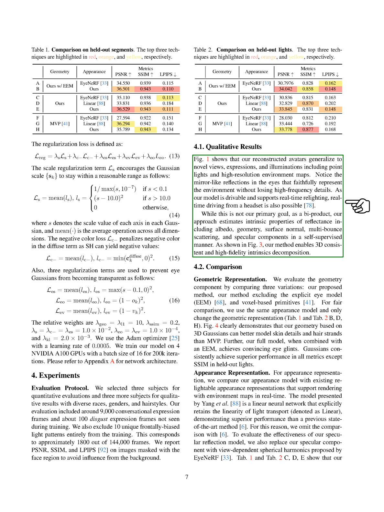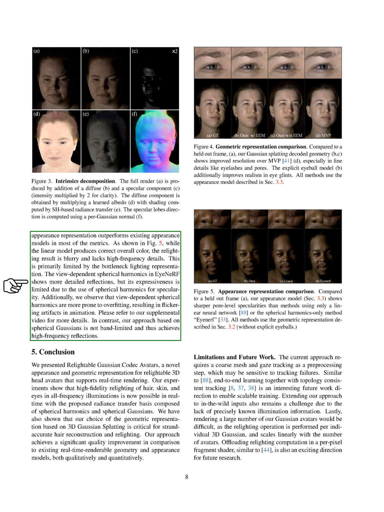For the appearance representation, we compared our model with existing relightable appearance representations that support real-time rendering with environment maps. The model presented by Yang, which is a linear neural network that explicitly retains the linearity of light transport, showed superior performance than a previous state-of-the-art method. To assess the effectiveness of our specular reflection model, we also replaced our shiny component with view-dependent spherical harmonics proposed by iNerf. Our appearance representation outperforms existing models in most of the metrics.